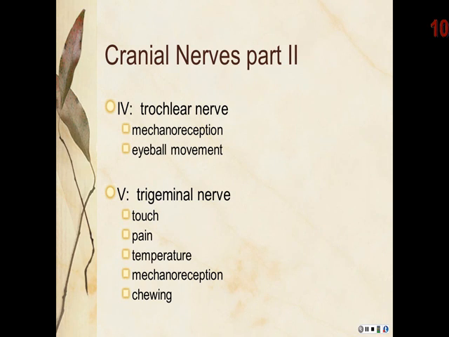Cranial Nerve 5 is the trigeminal nerve. This is involved with a lot of sensation to the face. It is responsible for touch, pain, temperature, and mechanoreception. It is also involved with chewing. If you've had your mouth numb for dental work, what they're numbing is a branch of the trigeminal nerve, and you'll notice when that is numb that your chewing and eating is poorly coordinated.